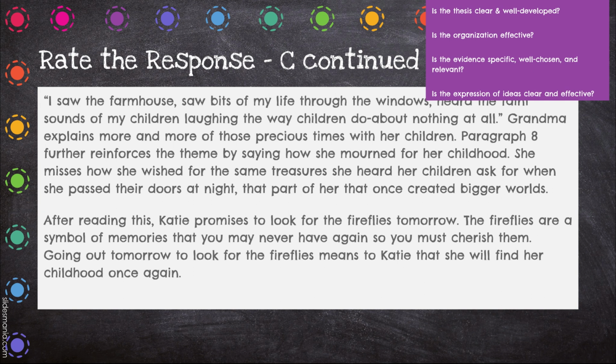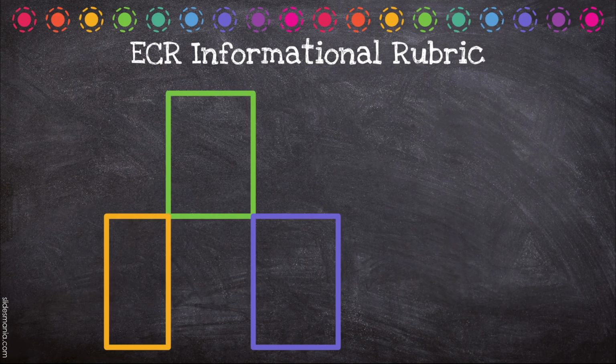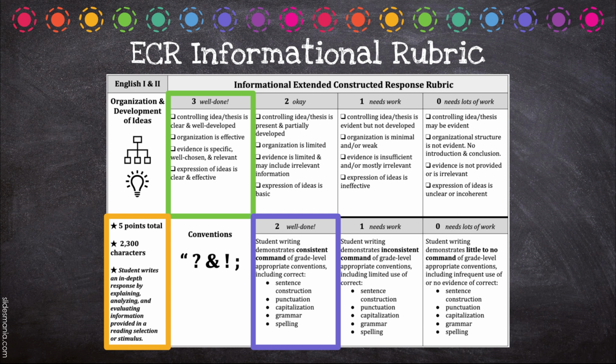So, returning to the ECR informational rubric, you can absolutely write an essay that scores a 3 in development and organization of ideas if you focus on your thesis, organization, evidence, and expression of ideas. And you can earn those 2 points for conventions by demonstrating consistent command of grade level conventions. You are no doubt capable of writing an informational essay that shows your writing skills at this level. So continue to practice and put forth your best effort.